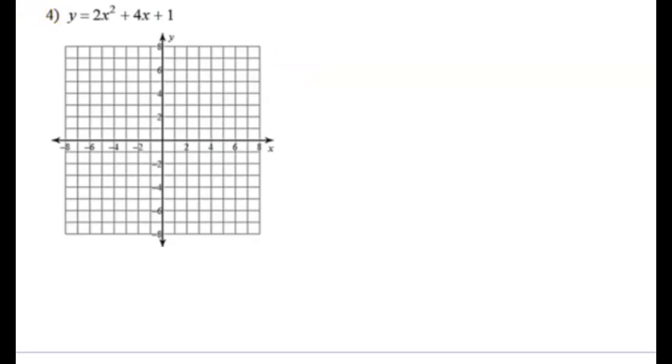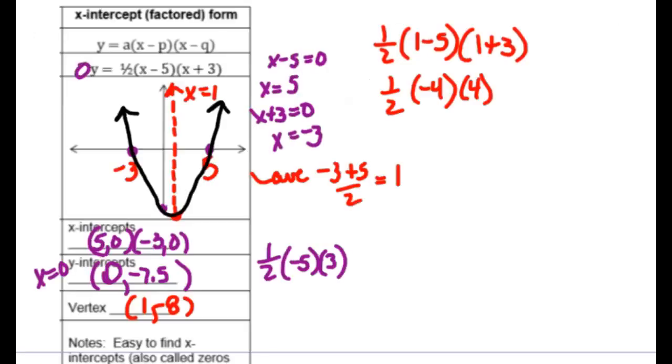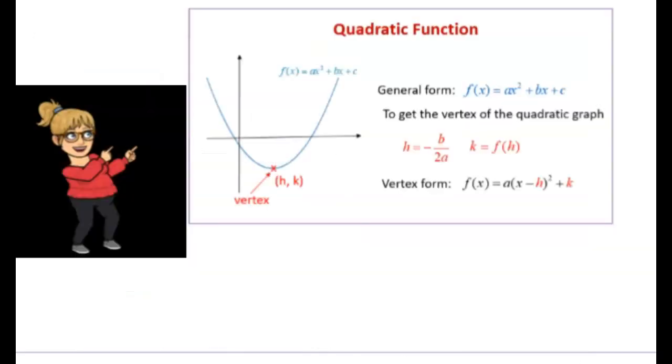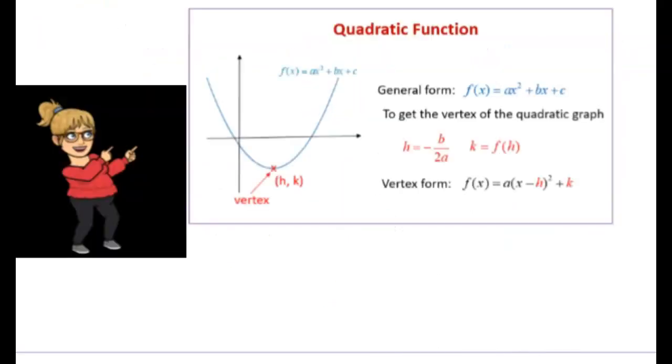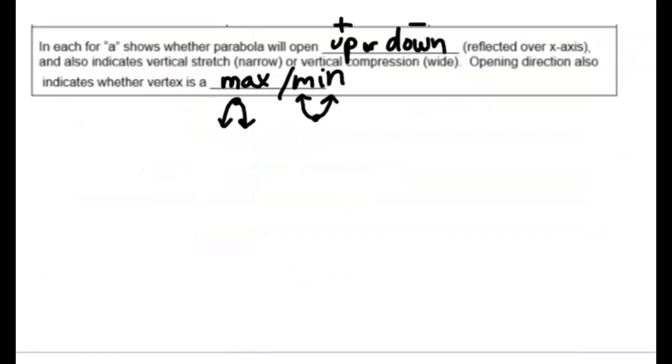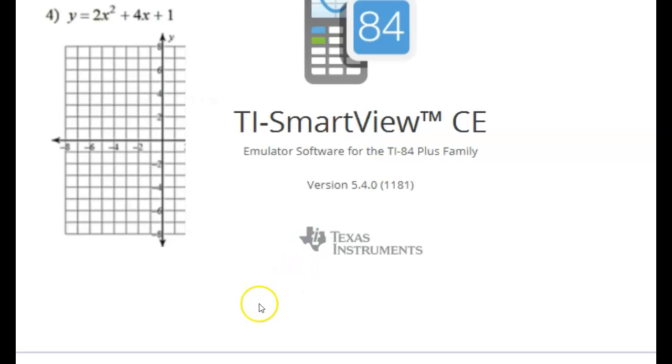All right, so rather than move on, we're going to spend a little more time today. This is the assignment. It's worksheet 11, so it's notes on quadratic graphs, okay? And we are going to look at number 4. So let's go ahead and start by putting it on our calculator, though that really wouldn't be my choice.